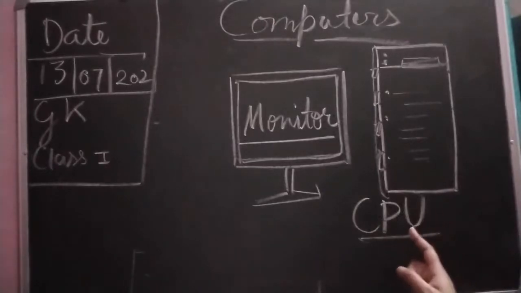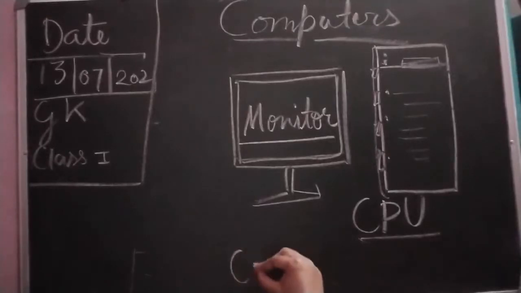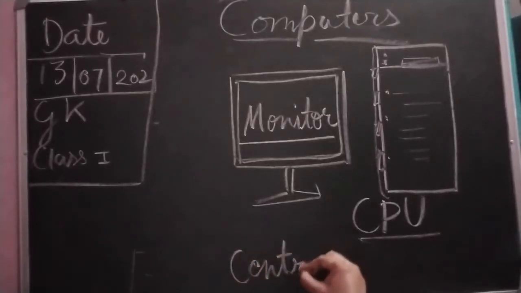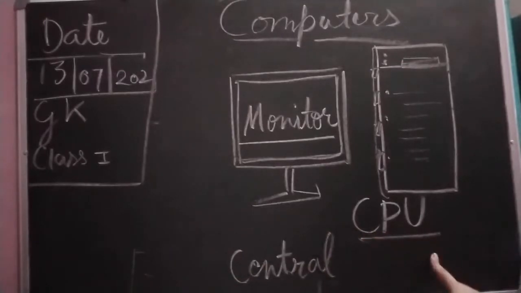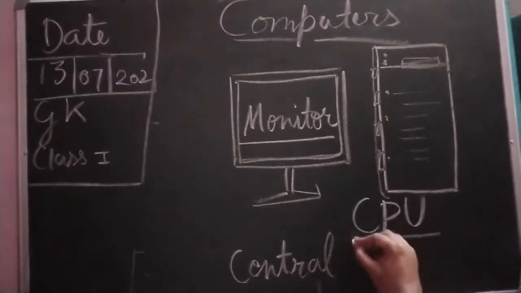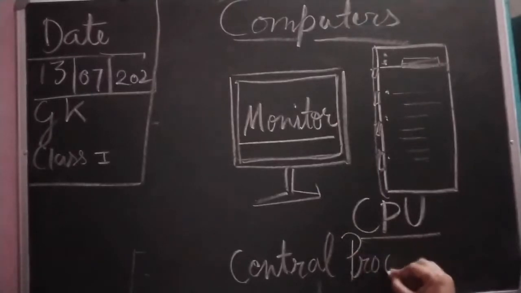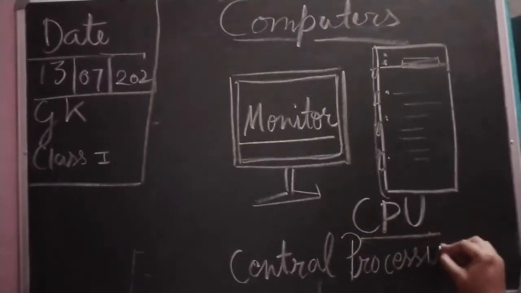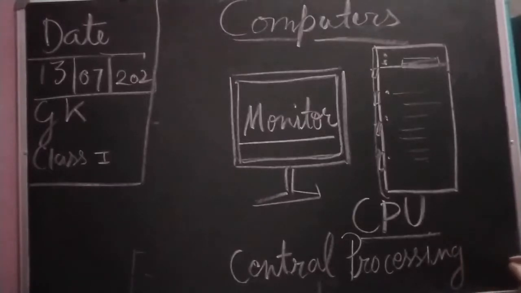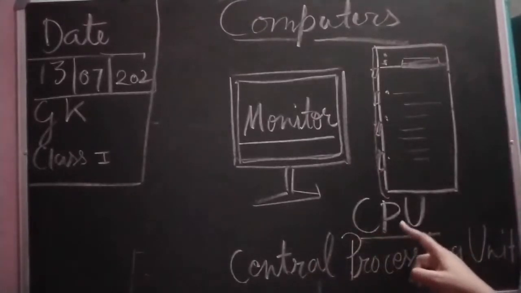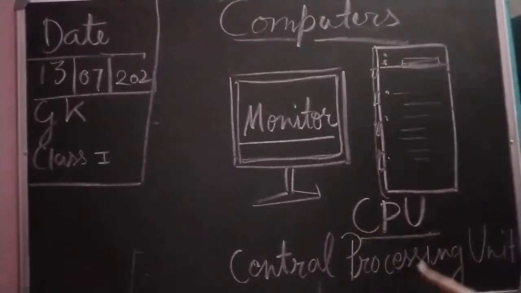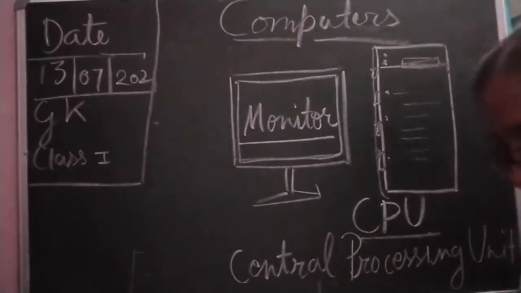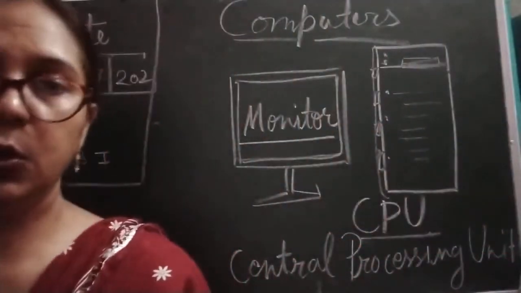The name of CPU is Central Processing Unit. I will write over here, the full form of CPU is Central Processing Unit, children. C stands for Central, P stands for Processing, and U stands for Unit. So this is Central Processing Unit, children.